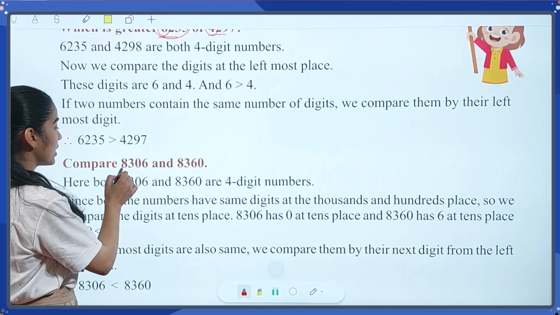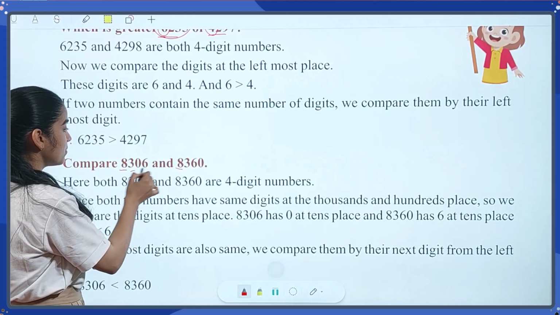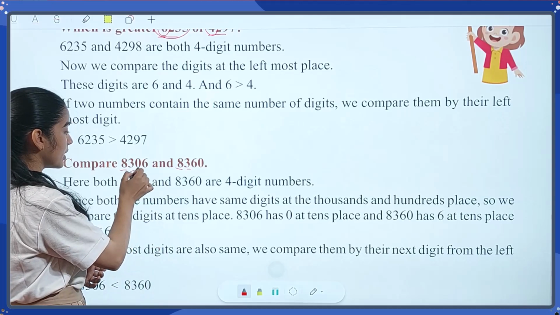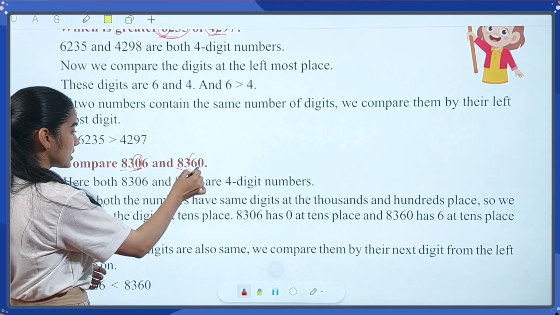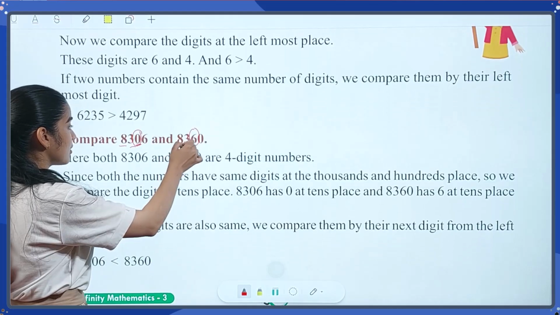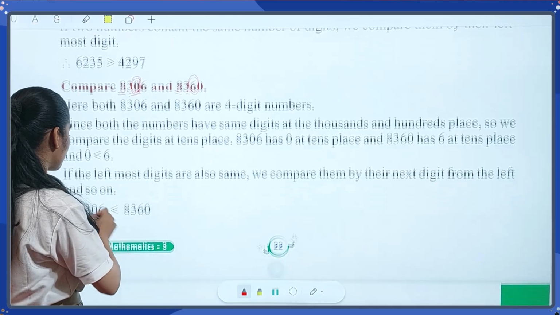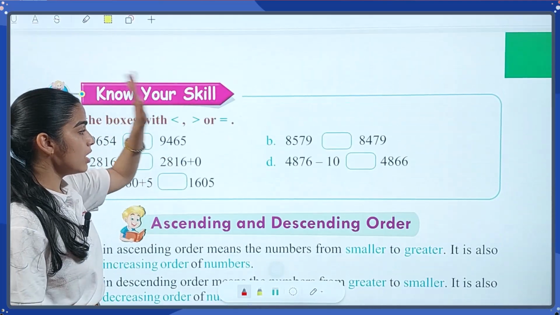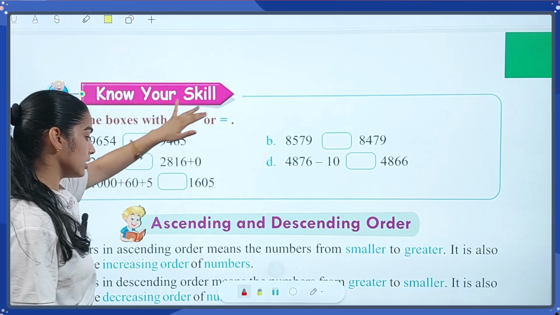Next we have, if we have same first number and same second number, so what we have to do? So we have to check the tens value. So among 0 and 6, which one is greater? We all know 6 is greater. It means 8,360 is greater compared to 8,306. Again, this time you have to write how much you understood in this section.